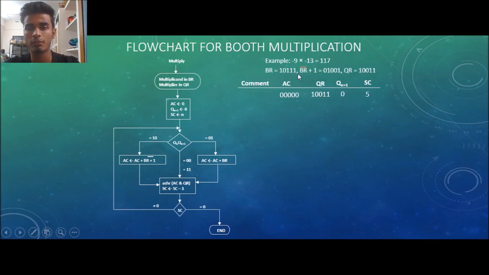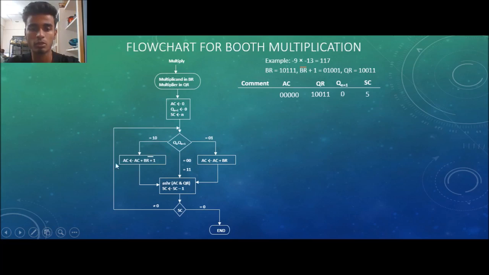So we have minus 9 in the form of 1 0 1 1 1, and the 2's complement of minus 9 is in the form of 0 1 0 0 1, and the multiplier minus 13 is in the form of 1 0 0 1 1. So we have set AC equal to 0, QR equal to 1 0 0 1 1, Qn plus 1 equal to 0, and the sequential counter as 5. Now we check Qn and Qn plus 1. We see that it's 1 and 0.